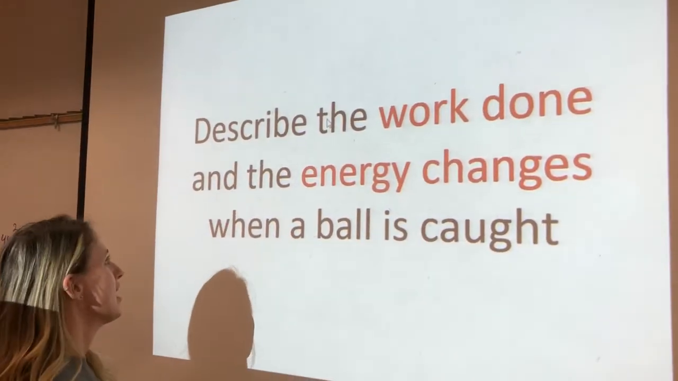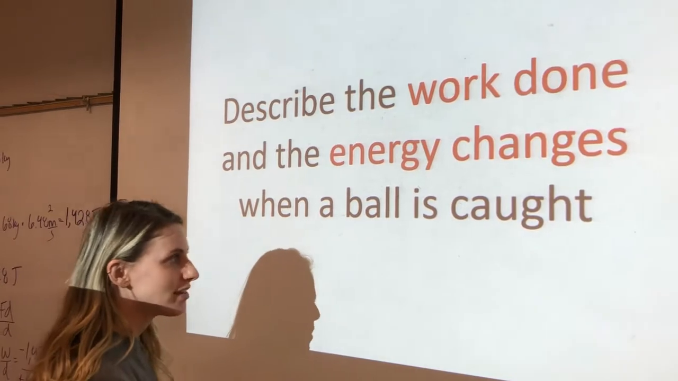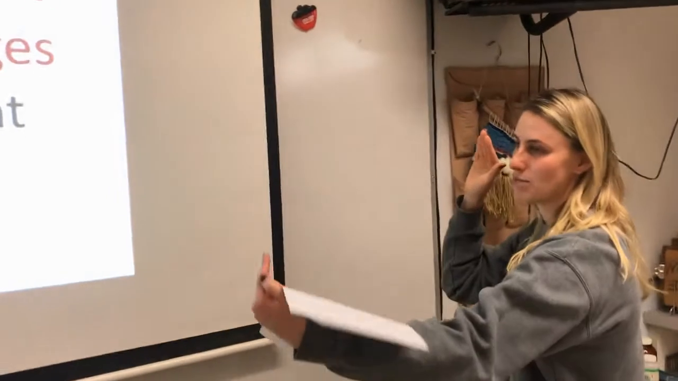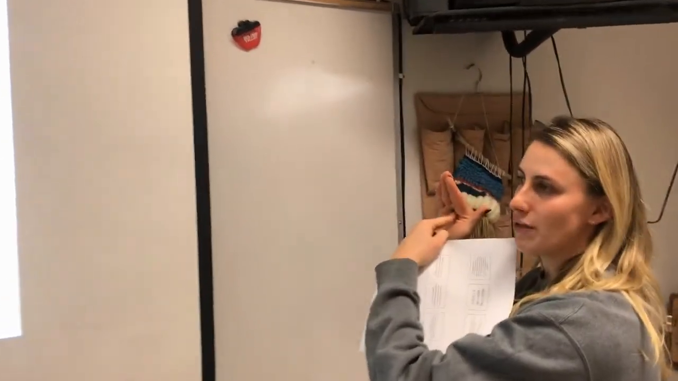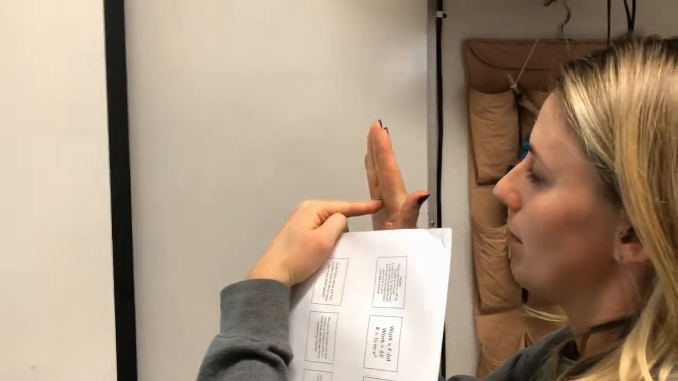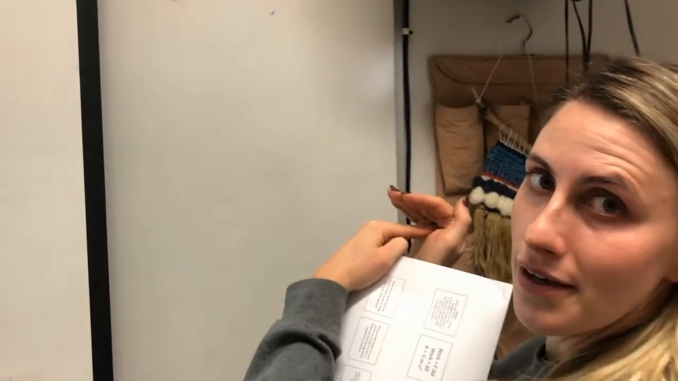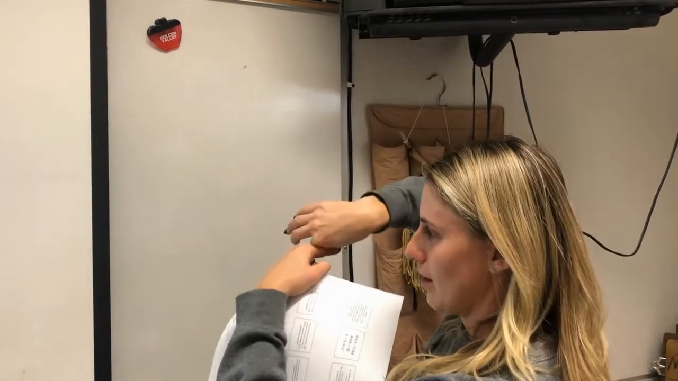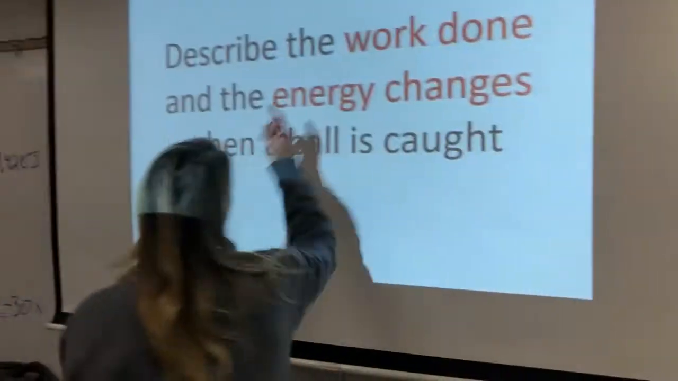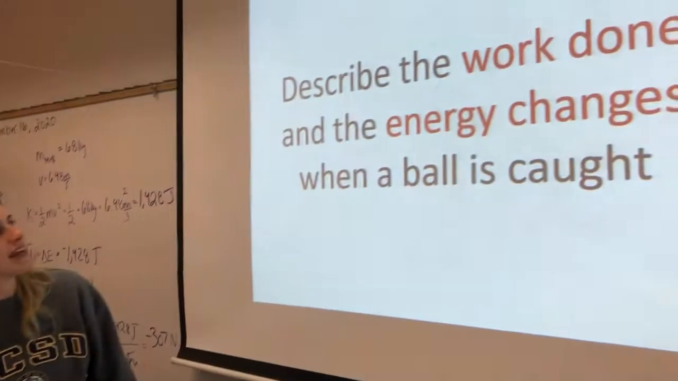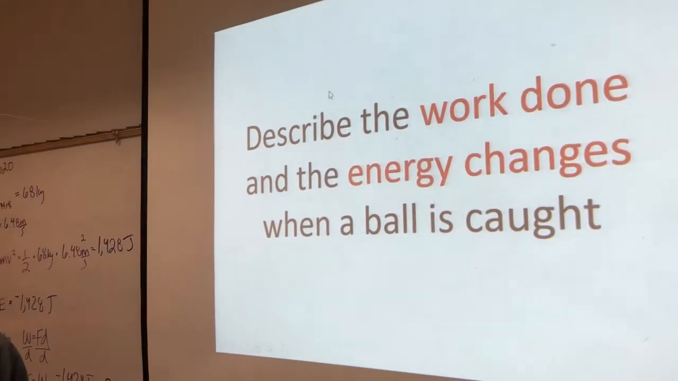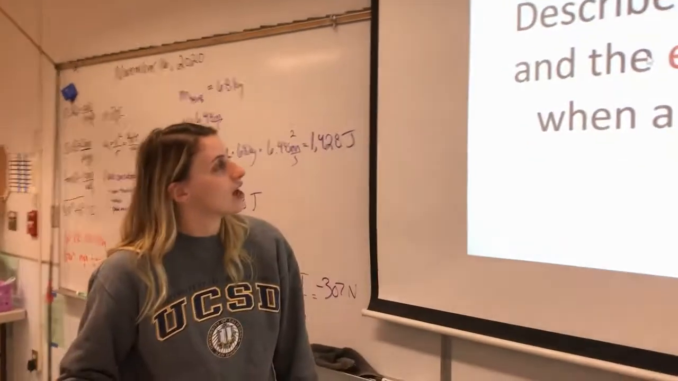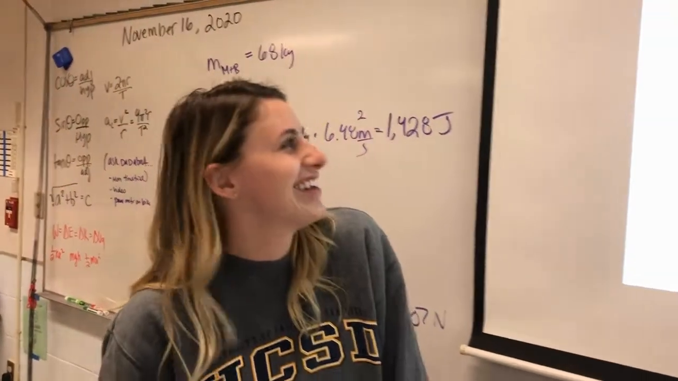Describe the work done and the energy changes when a ball is caught. So now I'm on the flip side. The ball is being thrown to me, and when I catch it, my glove is exerting a force that way, but the ball is going in this way. So the force and the displacement are in opposite directions. The cosine of 180 degrees is -1. Negative work, which means we have a negative energy change. The energy goes from kinetic energy to 0, and 0 minus a number is a negative number.